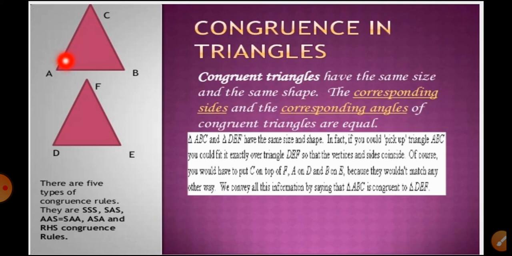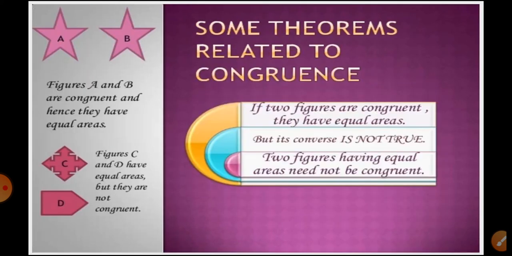Here angle A corresponds to angle D, angle B corresponds to angle E, and angle C corresponds to angle F. Some theorems related to congruence. Figures A and B are congruent and hence they have equal areas.